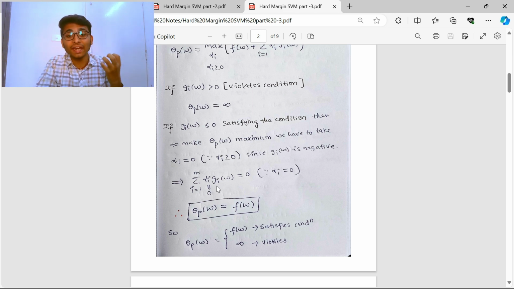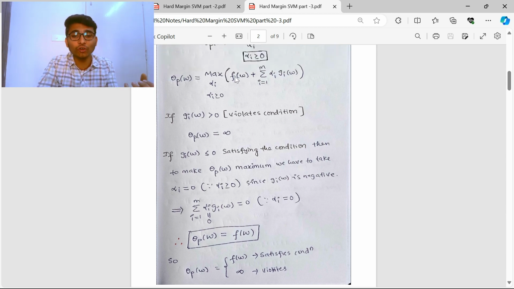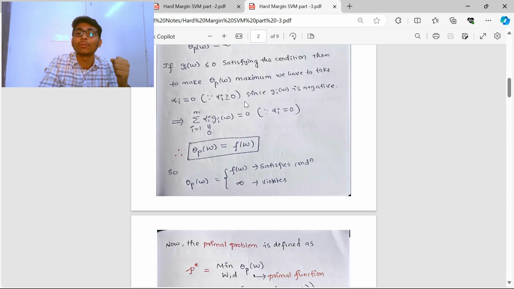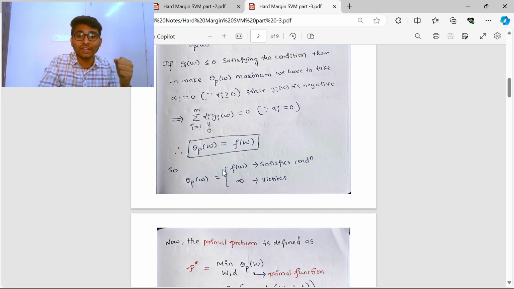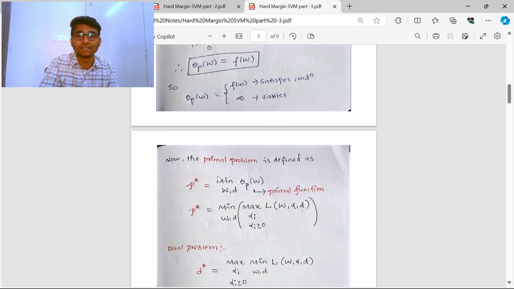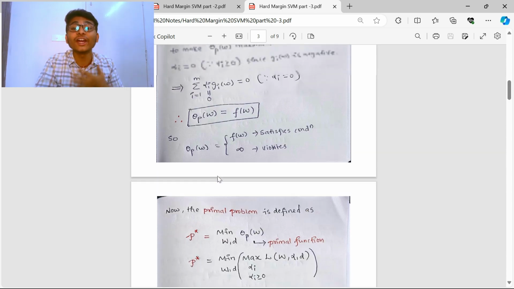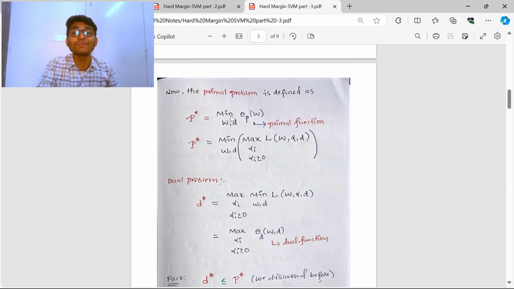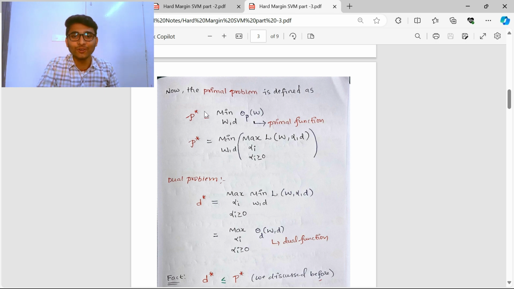Now theta p of w is nothing but f of w only, right? This term became 0 for this maximization problem. So theta p of w is equal to f of w when it satisfies the condition, and infinity when it violates the condition. Now the primal problem is defined like this, guys. We defined a function before, which is the primal function. Now the primal problem is defined like this.